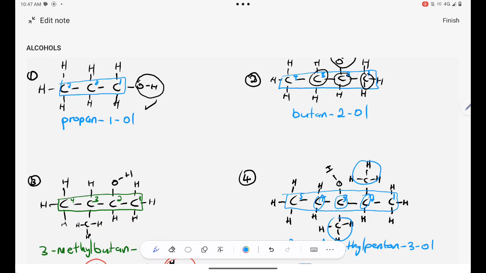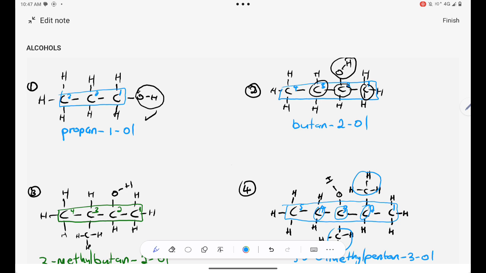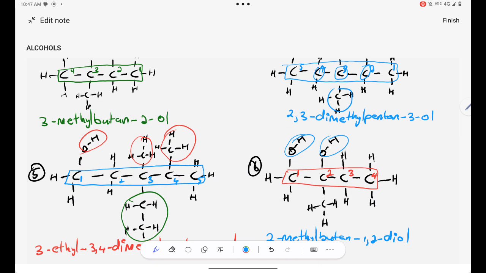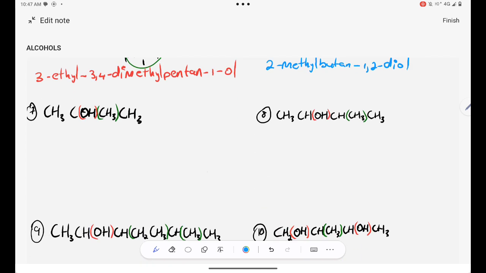For the first 6 compounds, I was given structural formulas, guys. I was supposed to write down the IUPAC name, right? But now I'm given condensed formulas. I must first change them into structural formula and then write down the IUPAC name. So that's simply CH3, C with an OH, and then I still have a CH3 over there and a CH3. All I have to do is to write the hydrogens.